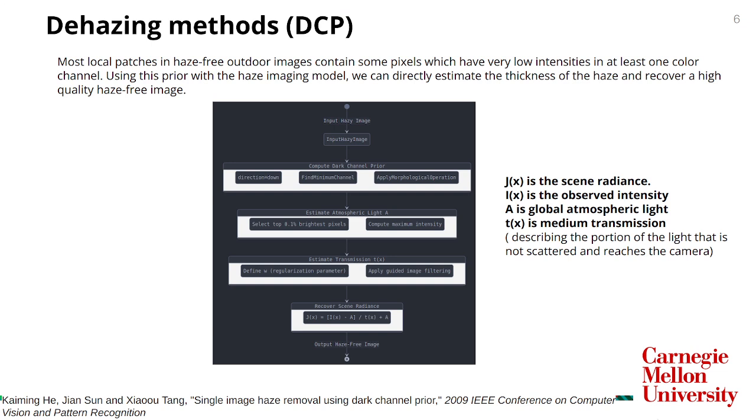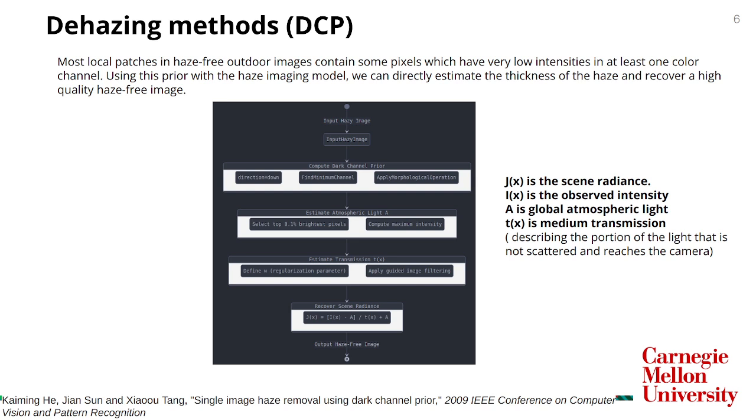The dark channel prior is a powerful and efficient method to remove haze from a single image by leveraging statistical properties of natural scenes. The key idea of the dark channel prior is that in most natural images, at least one color channel has very low intensity in some non-sky regions. This forms what we call the dark channel.